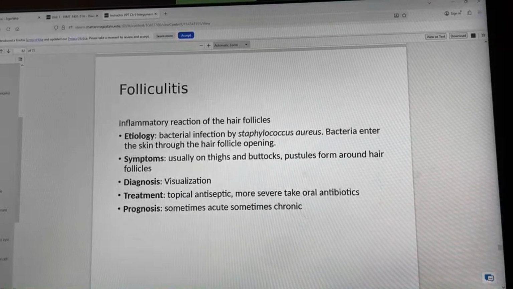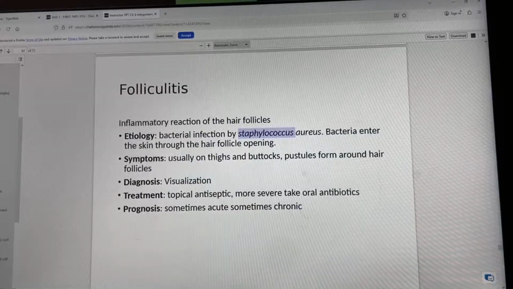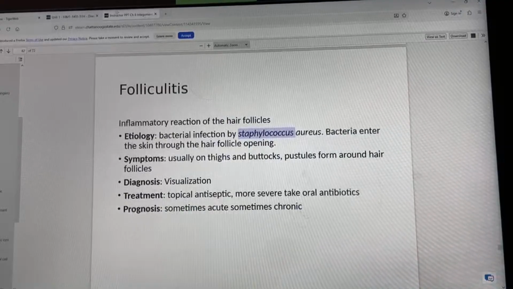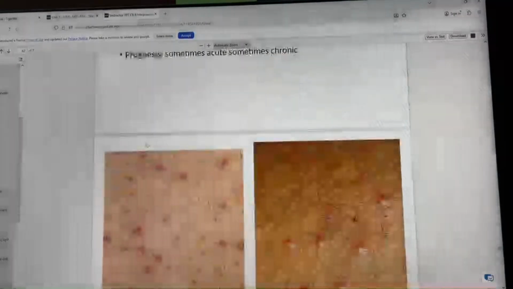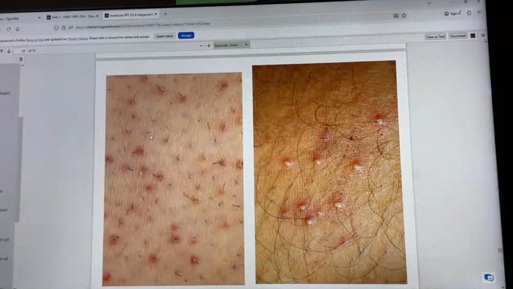For diagnosis, you just look at it, you can tell. Treatment for this is either topical antibiotics, but if it's really bad, you might need oral antibiotics to treat it, since it is from a bacteria. Usually it's acute if you treat it, but some people have it chronically, especially if anytime they use a razor it keeps coming back. So it could be an acute situation or it could be chronic. And this is what that looks like, just the bumps on the hair follicle.